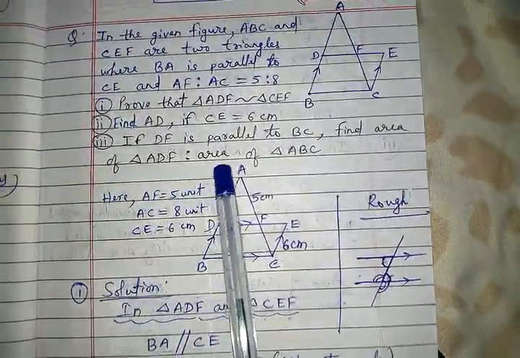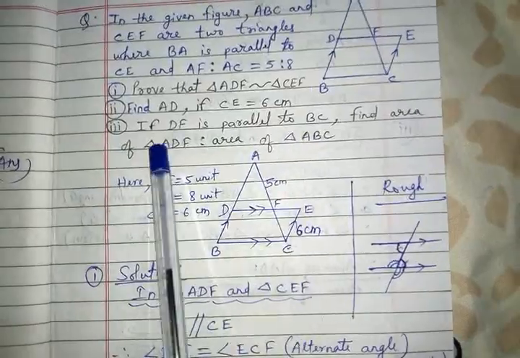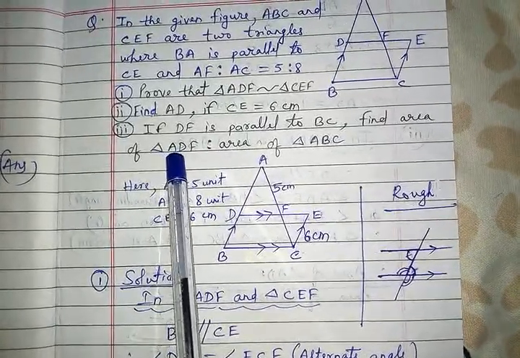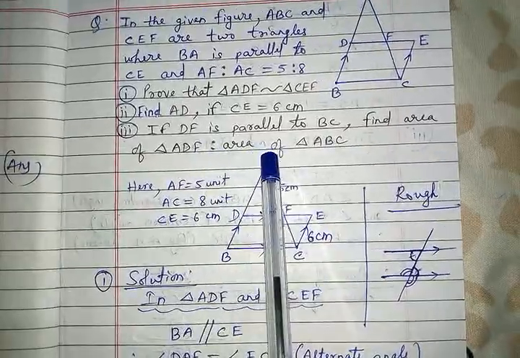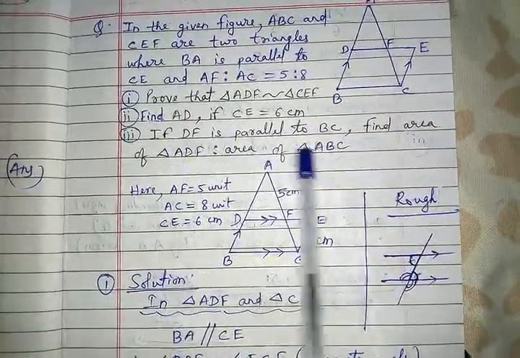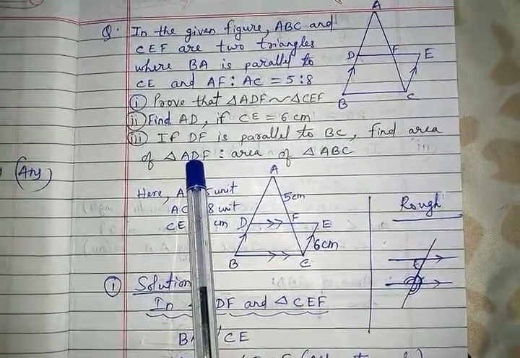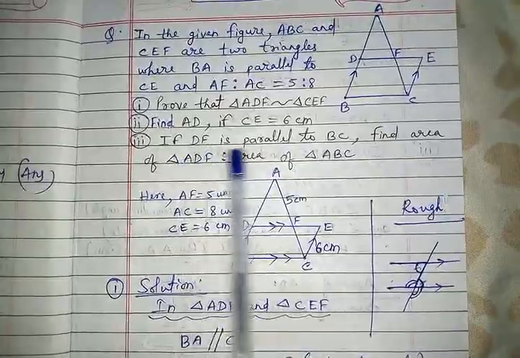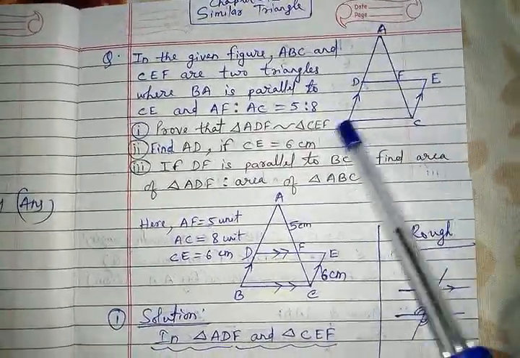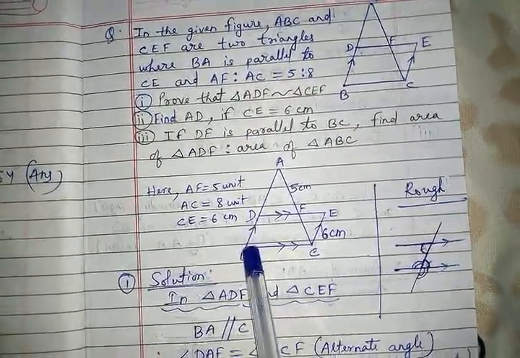Next, third question: we have to find the ratio of the areas of triangle ADF and triangle ABC. Now before finding the area formula, first we have to prove that these two triangles are similar to each other. So you can see here ADF is here, ABC is here. These two lines are parallel. We all know these two lines are parallel.